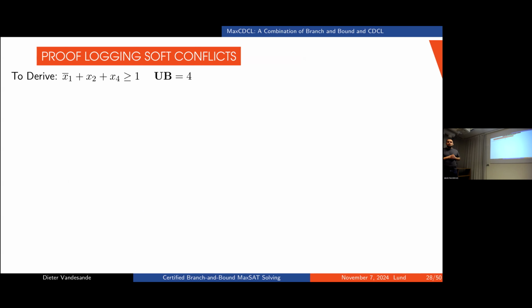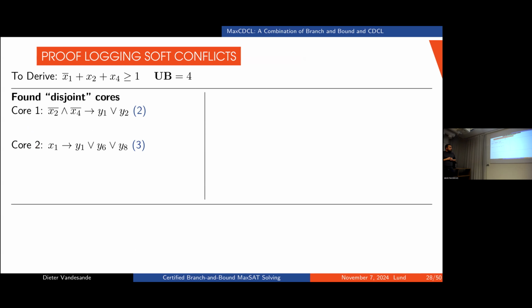Okay, so how can we now proof log this? Well, what we want to derive is this conflicting clause, because that doesn't exist in the solver. We want to derive it. And how can we do that? Well, we'll start from the found disjoint clauses. And we can write it as a pseudo-Boolean constraint. Take, for example, the first one. So given that x2 and x4 is false, y1 or y2 needs to be true. Well, if x2 and x4 is false, then y1 or y2 needs to be true to satisfy this pseudo-Boolean constraint.